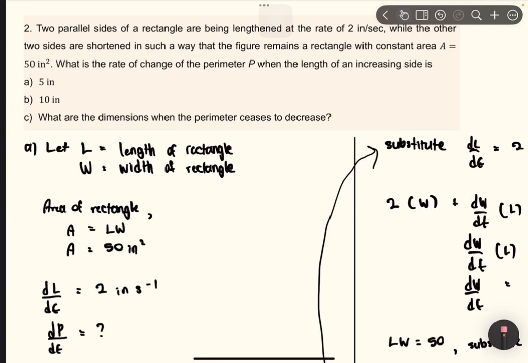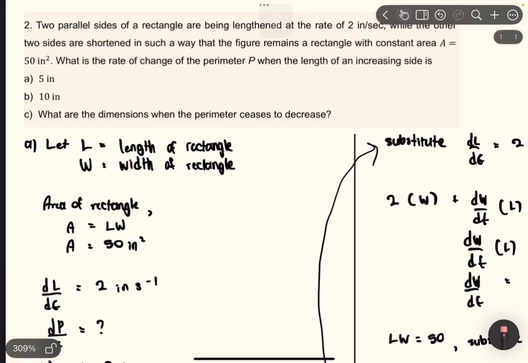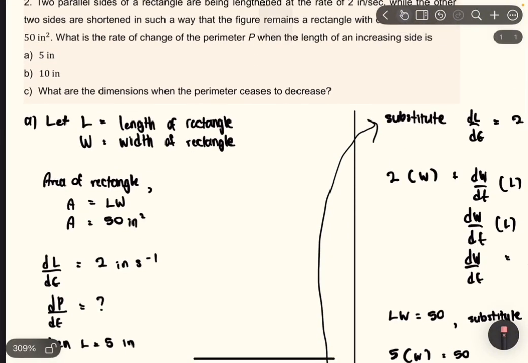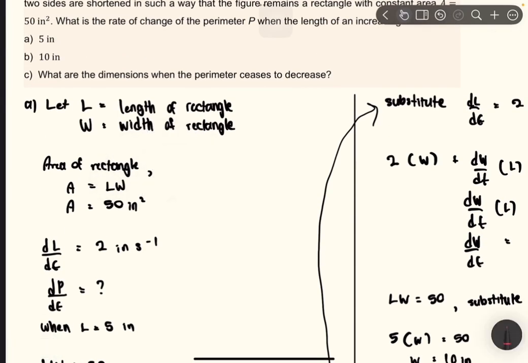Hello, this is Akram, and I'll be explaining question number 2. So first of all, we should let L equal the length of the rectangle and W equal the width of the rectangle. Given that the area of a rectangle is the length times the width, we can conclude that LW equals 50 square inches.